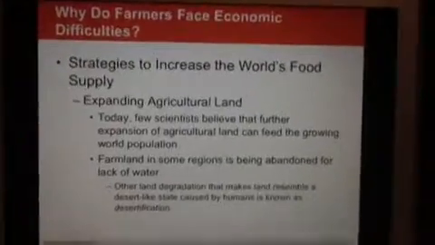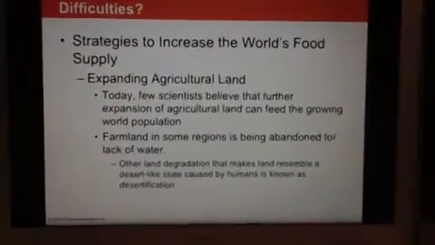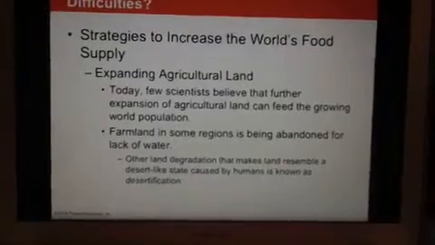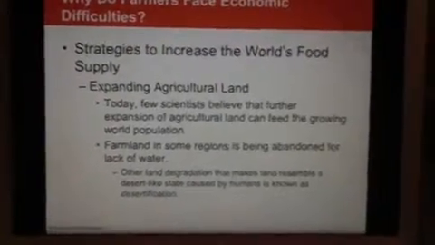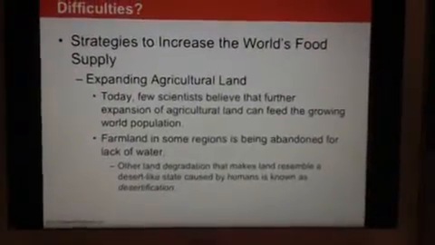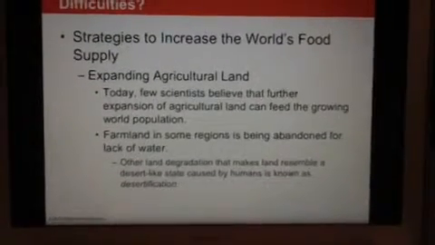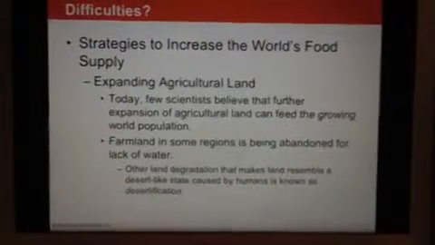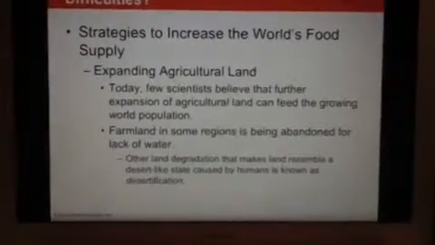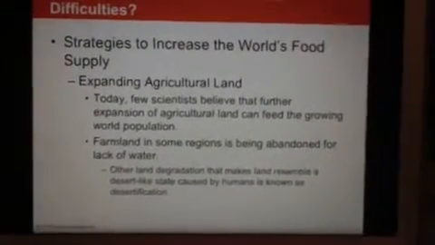And there is other land degradation that makes land resemble a desert-like state, caused by humans. This is known as desertification. So when land erodes or loses trees, so when land goes back to a desert-like state, that's called desertification.